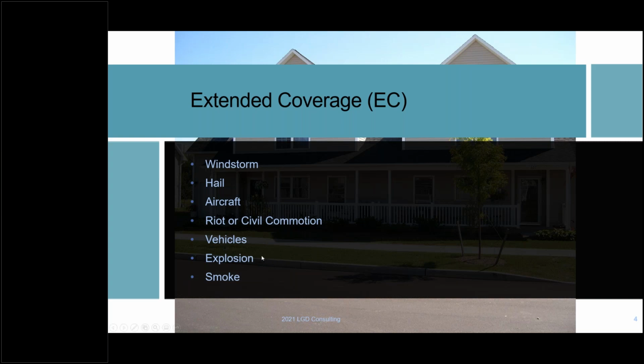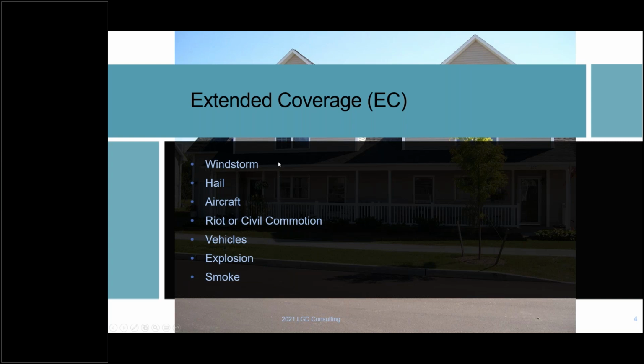Explosion, maybe a passing truck explodes, causing some damage to the structure. And smoke. Now, this is not friendly fire smoke. This would be hostile fire smoke. Two-story homes typically suffer more losses than a one-story home. If there's a fire downstairs, it will create smoke damage upstairs. But if there's a fire upstairs, when the firefighters put the fire out and dump water on it, the water drips and does water damage downstairs. And so this would be smoke damage because of a hostile fire.